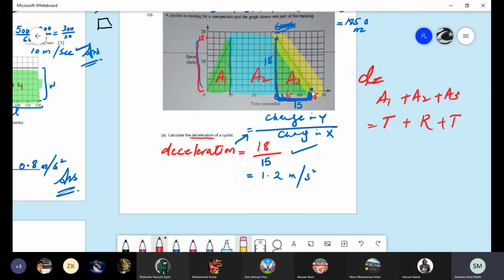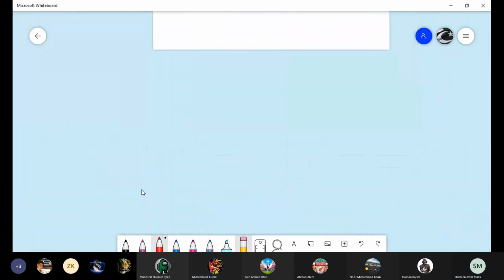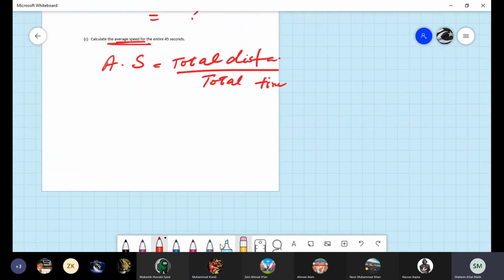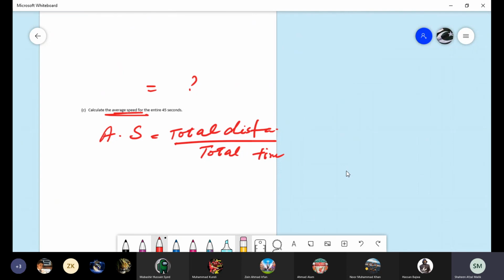We are talking about the graph covered. It is 45. When you write the answer for all the areas, the total distance covered under the graph, the answer is coming 585, and when we divide it by 45, the total time, we get the answer, 13 meter per second.